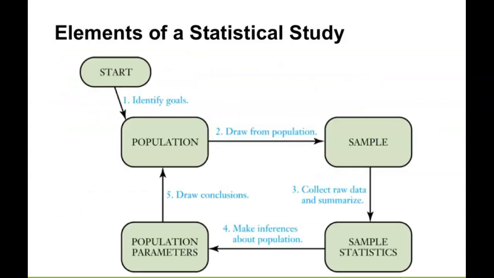All right, so it kind of looks like this in a diagram. So you start with a population. You draw a sample. You calculate statistics. You make inference about the parameter. And then you draw conclusions about the population. Pretty straightforward, right? So we saw this.